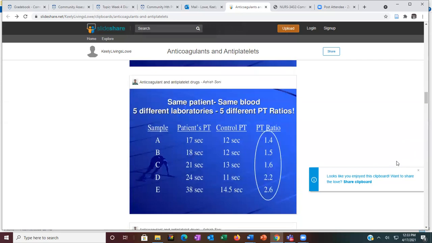Well, this is a good slide that says the same patient, the same blood, but different laboratories, again, could give that different ratio depending on what type of test that they're using. They all use different types of reagents. So we could see at one lab, the normal is 1.4, at another one it's 2.6. So we would really have to look at the control from each of those. So we couldn't say universally, this is our goal for clotting with PT.